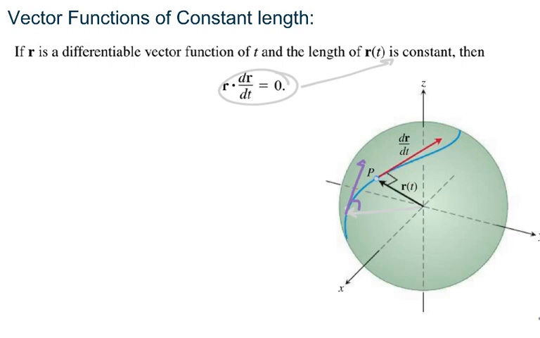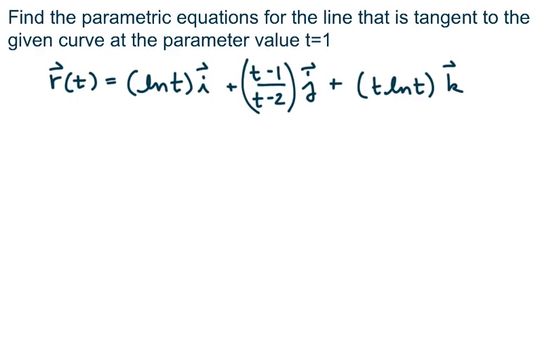Our first example. For this example, we're going to find the parametric equations for the line that's tangent to the given curve at the parameter value t equals 1. So our position vector, or our vector valued function, r of t, is equal to natural log of t times the i vector plus t minus 1 over t plus 2 times the j vector plus t times the natural log of t times the k vector.